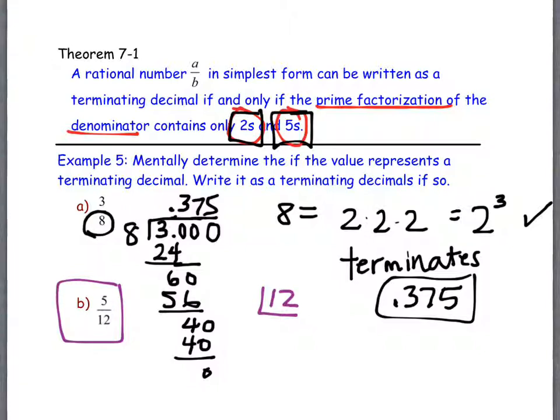Is to say what goes into 12, the smallest number. 2. 2 goes into 12 how many times? 6. Okay, so I've just got this division. This is division upside down. That's what it looks like. Okay, but then I do it again. 2 goes into 6 how many times? 3.